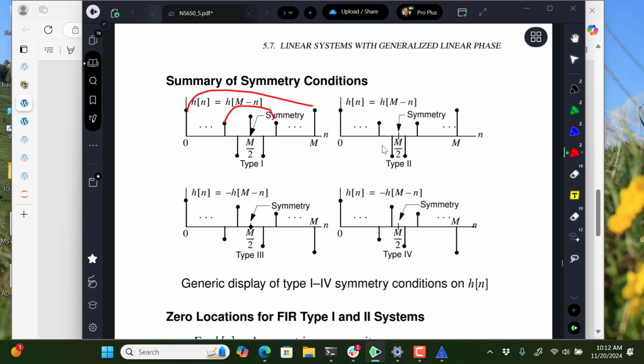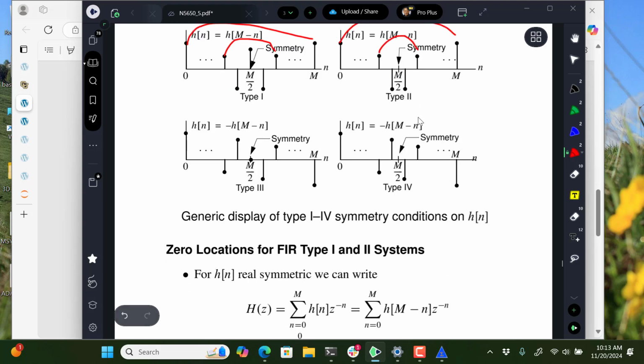Type 2, m is odd, so when you subtract 1 from m, you get an even number. That means the point of symmetry is at a half integer, no coefficient there, but again, you still have the symmetrical coefficients. Easy, right? I mean, it's a rule, but it works.